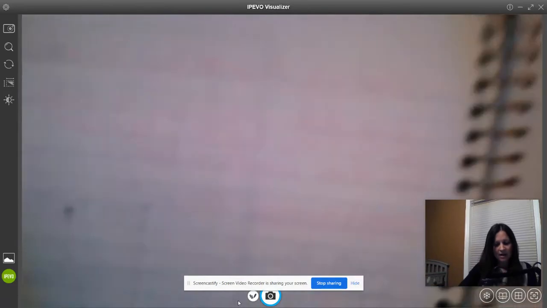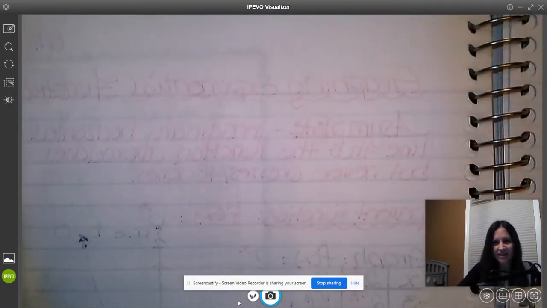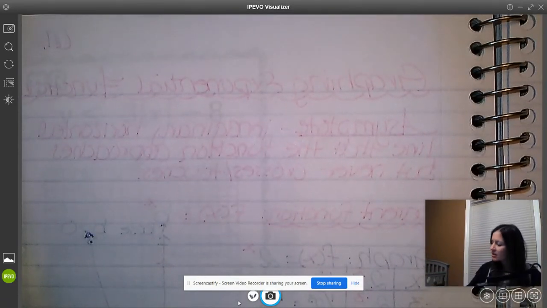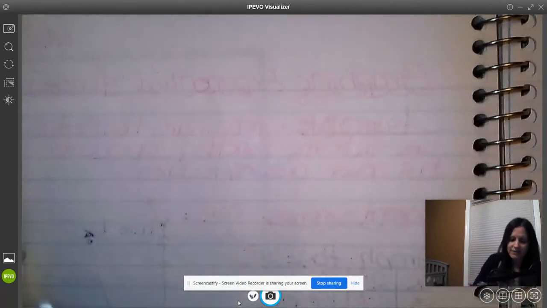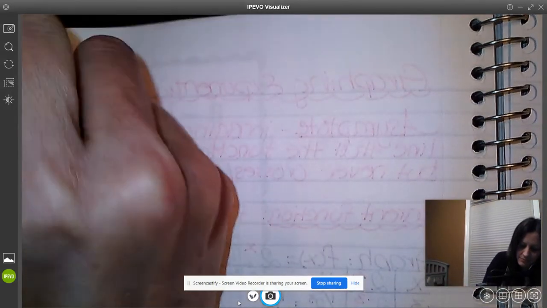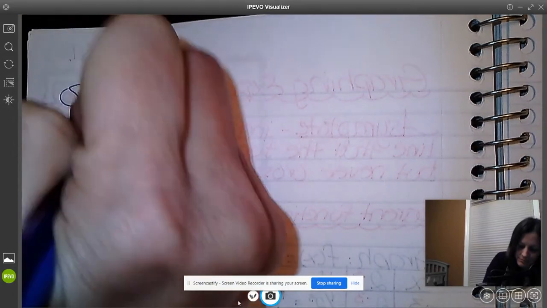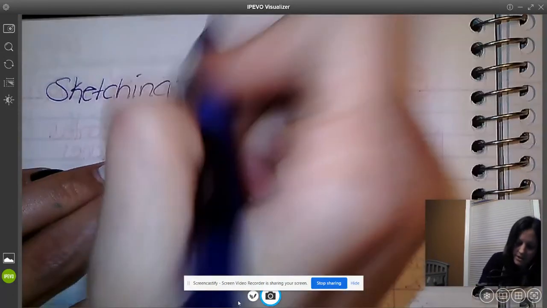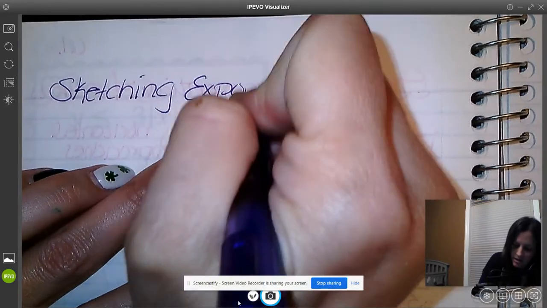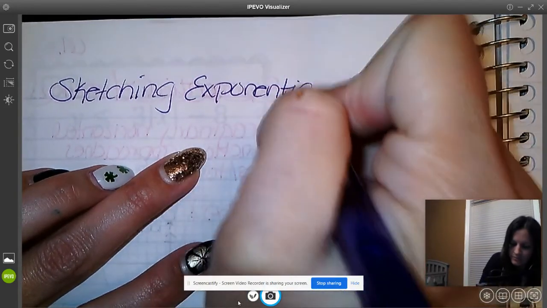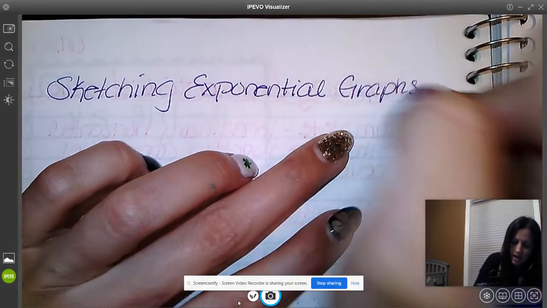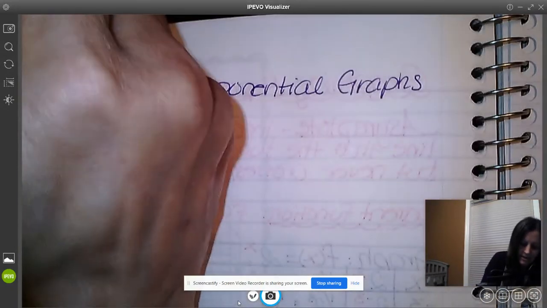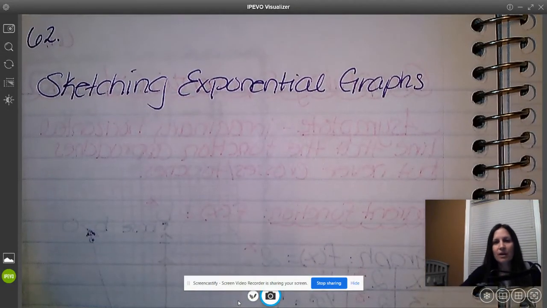And we're going to title that Sketching Exponential Function Graphs. I'm just going to put exponential graphs, and that's on my page 62. Okay.